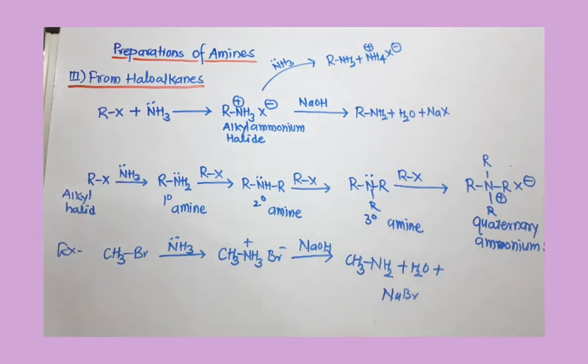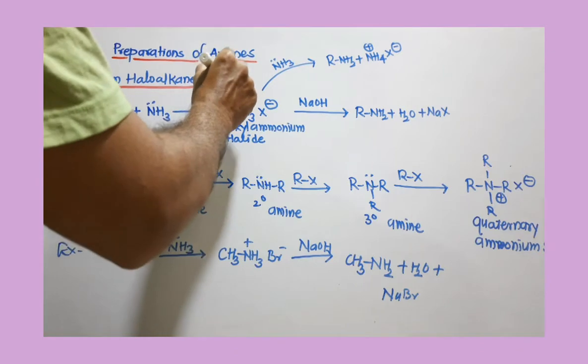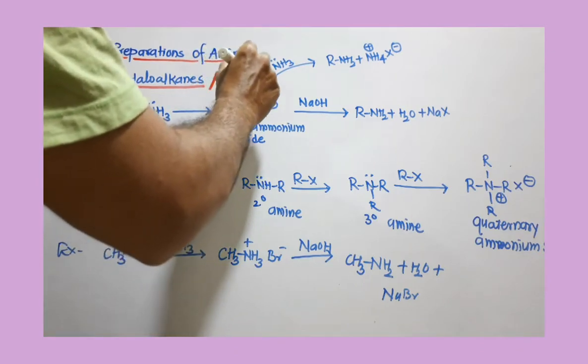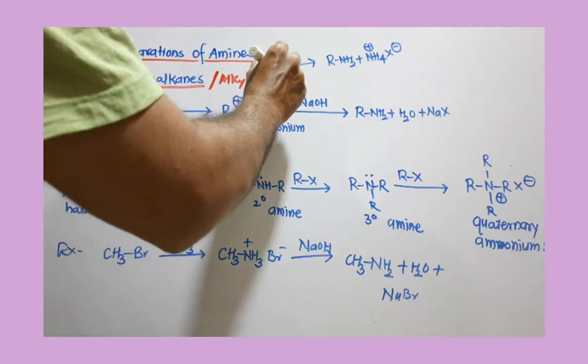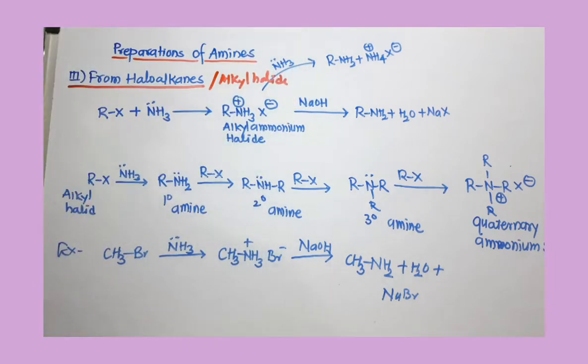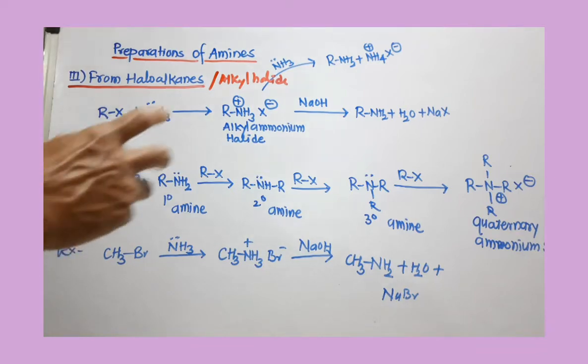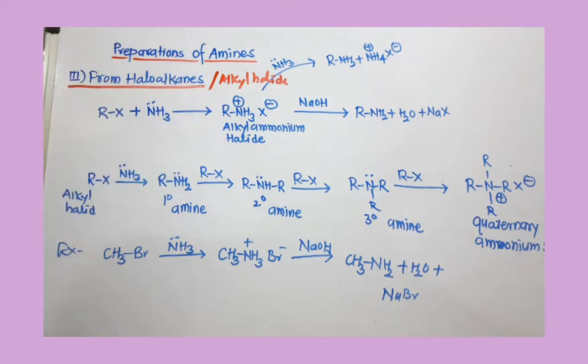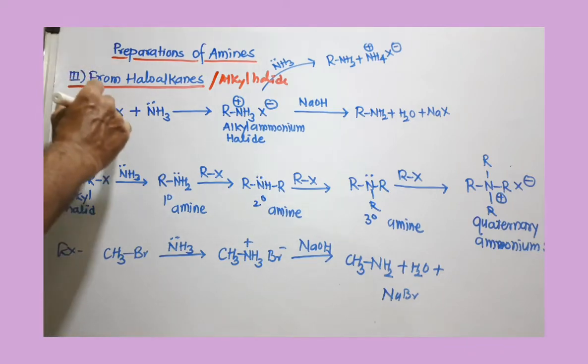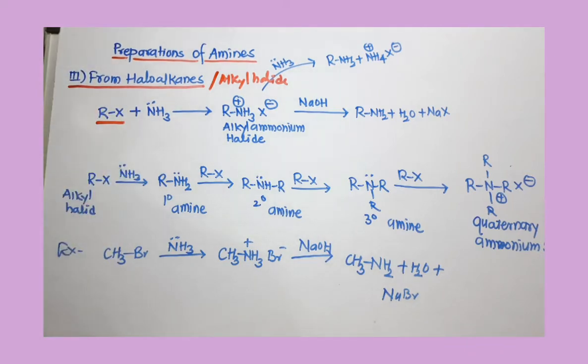Our next preparation is from haloalkanes or alkyl halides. So you can say it is alkyl halide. In a previous reaction we have also seen how alkyl halide is converted to the primary amine via nitrile, when it is treated with potassium cyanide. Here is another route we are going to discuss for converting alkyl halide to the primary amine.